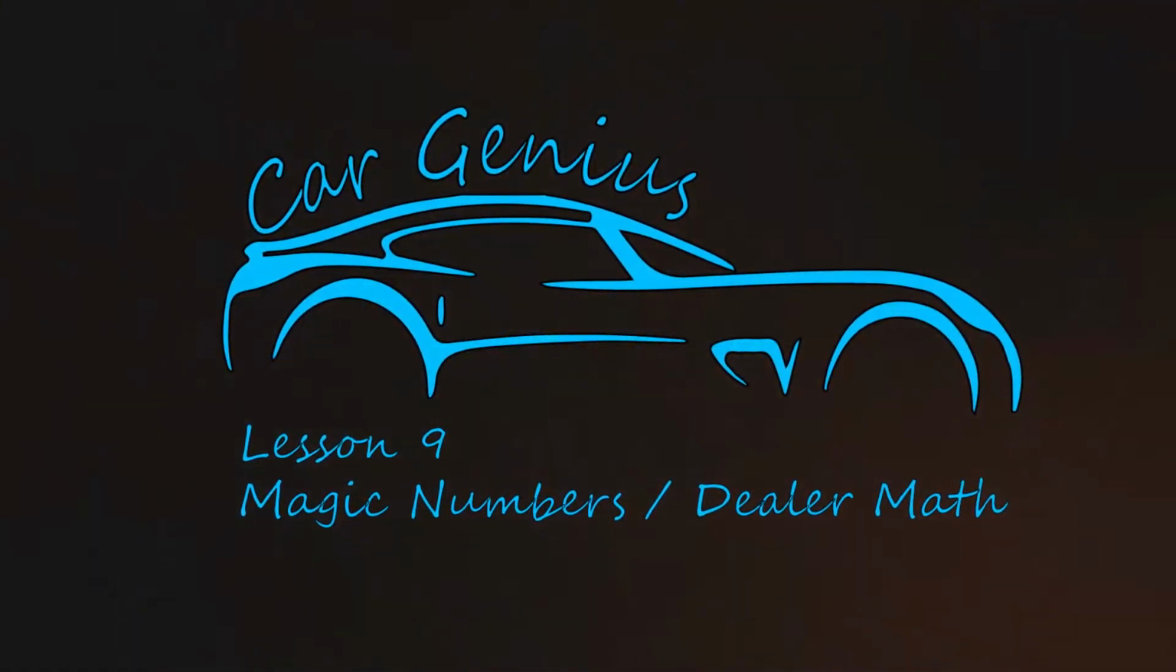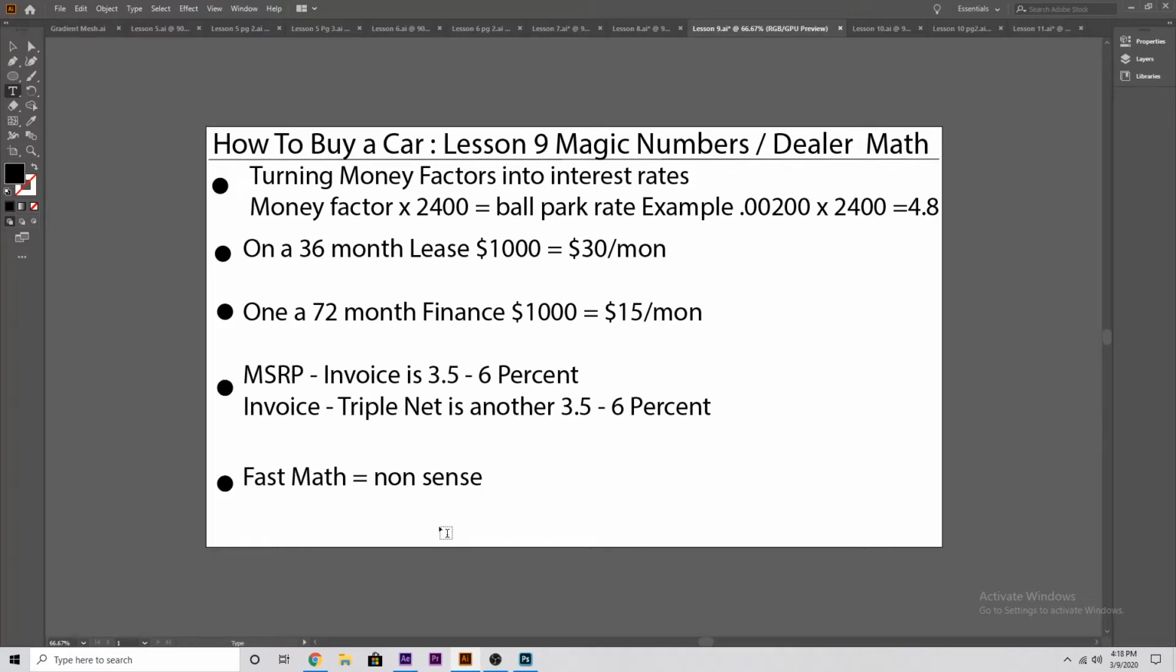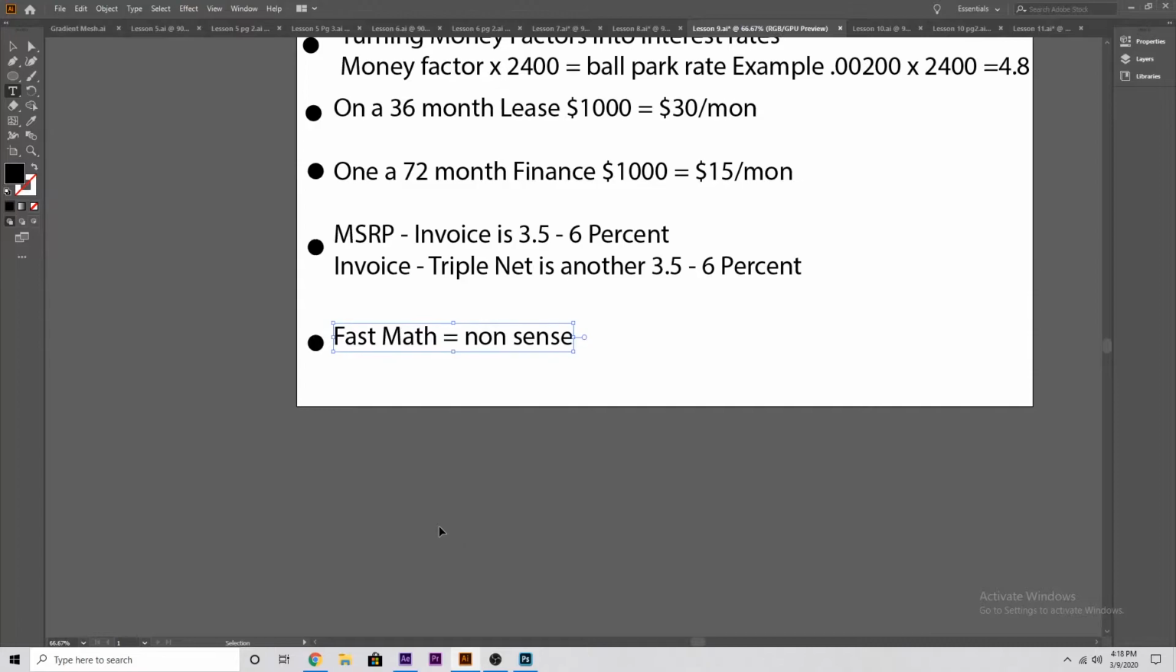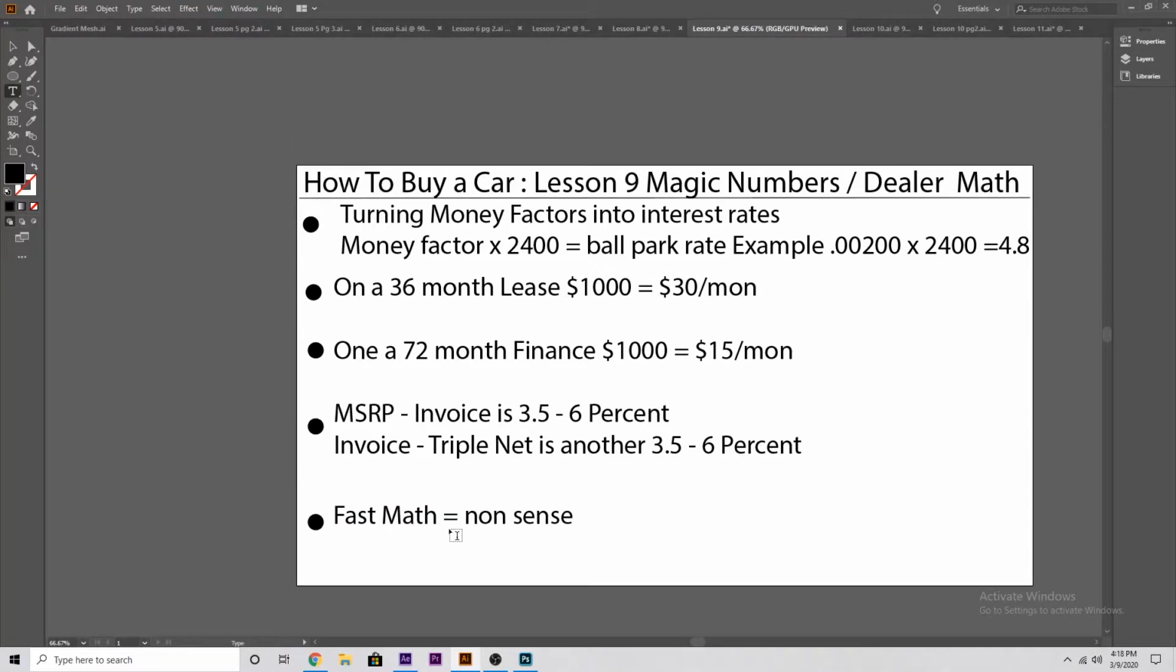So this is probably one of the most interesting of all the lessons in this course, I know, because these are kind of the behind the scenes numbers that dealerships don't always come forward and explain to people. So guys, let's start off with turning a money factor into an interest rate. This is not exact, but it's really close. It's going to give you a really close determination of what you're actually getting on a money factor.